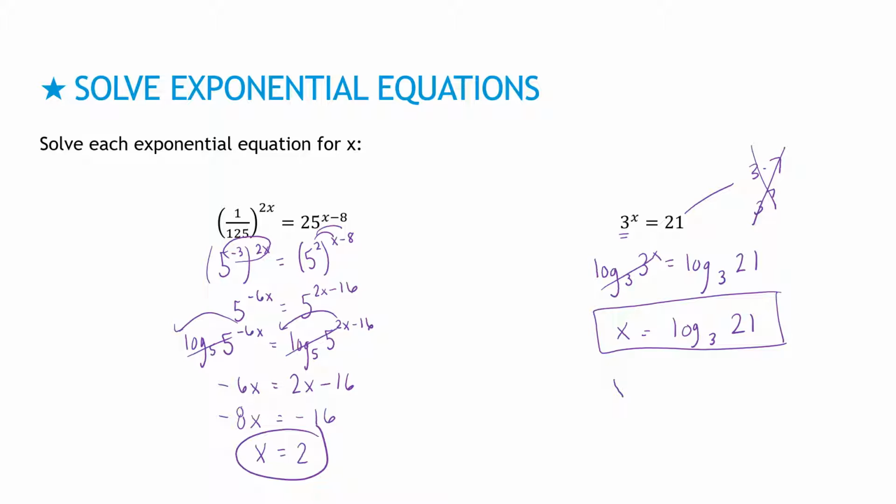My approximate answer, I would have to then take log of 21 divided by log of 3, which is that change of base formula. And when I do that, I'm going to end up with about 2.7712. So typically the approximate answer is what they're going to end up asking for, but if they asked for exact, that would be this guy.